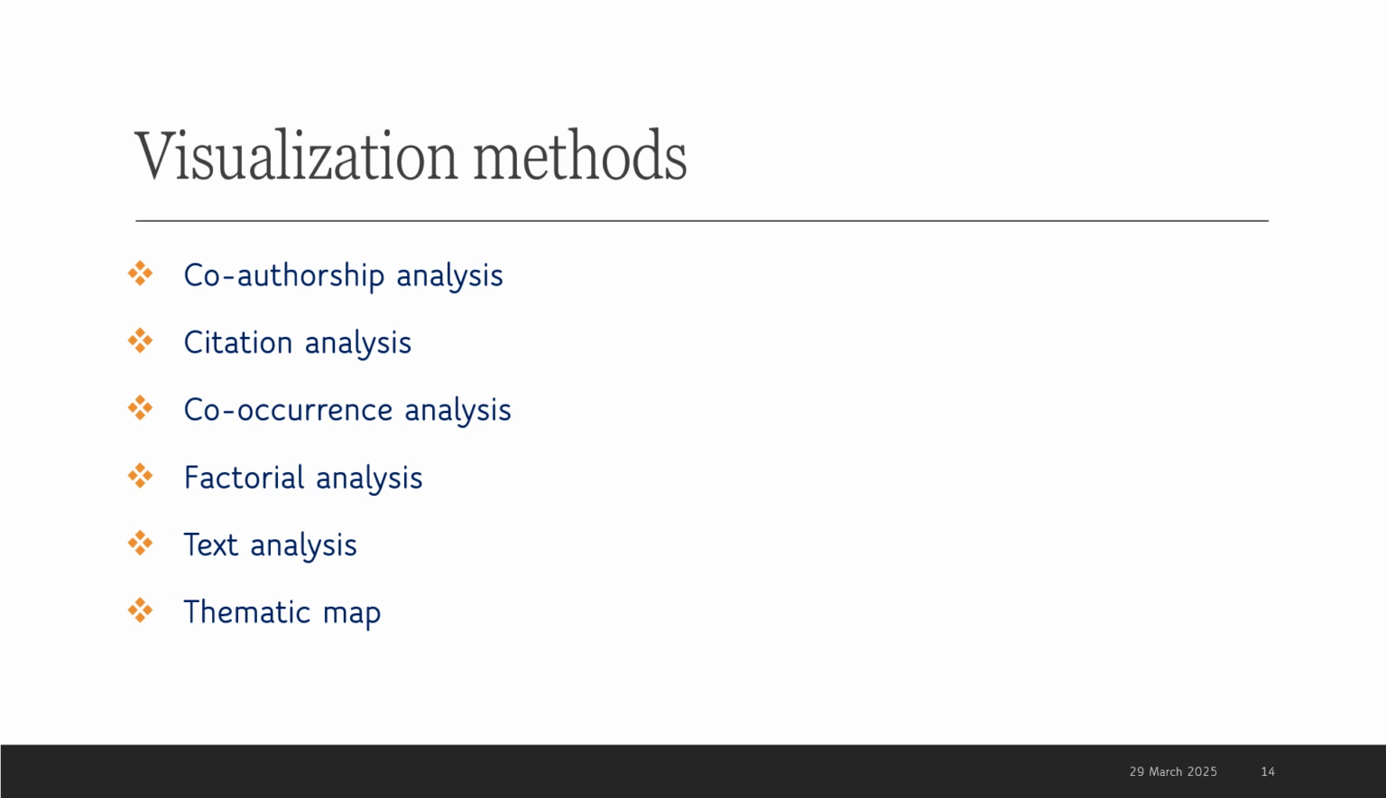Visualization is the key component of bibliometric analysis. R language supports a wide variety of functionalities to support these visualization methods. The most common visualization methods are presented here.